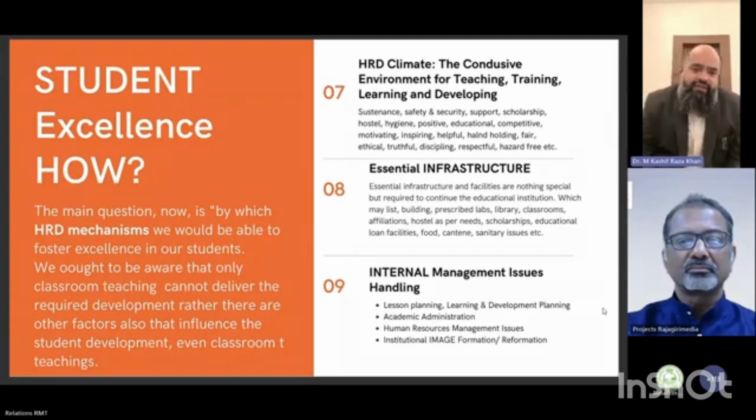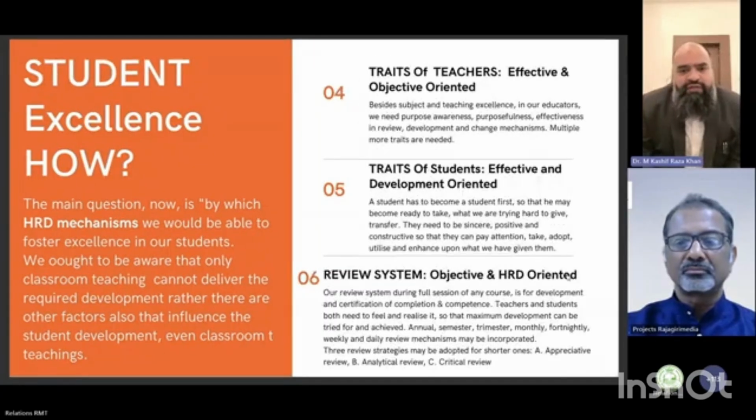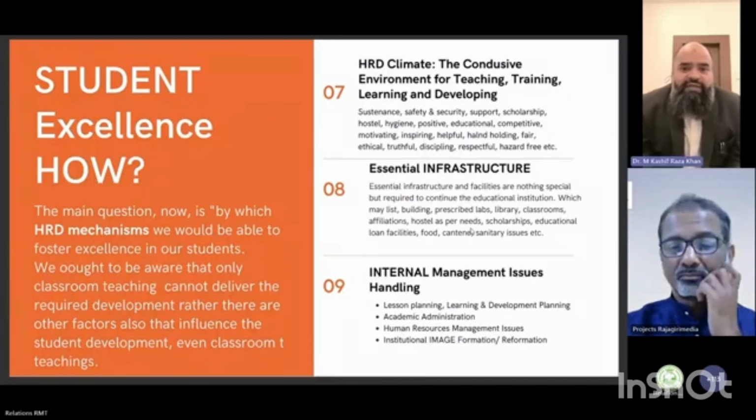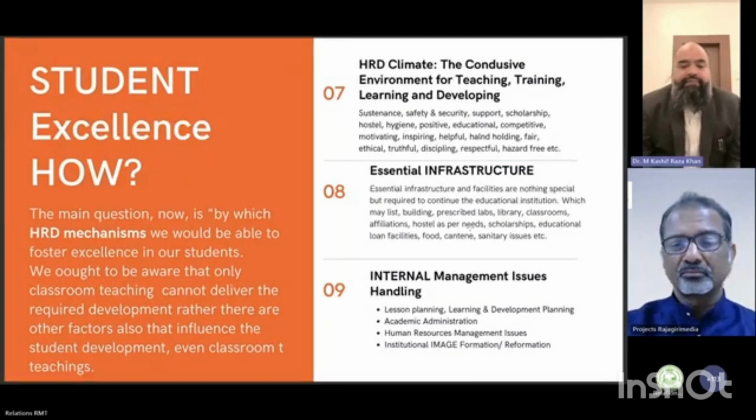Next is essential infrastructure. Essential infrastructure is also one of the HRD mechanisms which helps in continuing quality education. I think it does not require explanation, because the infrastructure requirement is already known by our educators. This is regarding buildings, classrooms, affiliation, etc. Now, the other HRD mechanism I want to mention, not sixth, ninth. The ninth HRD mechanism is internal management issues handling.